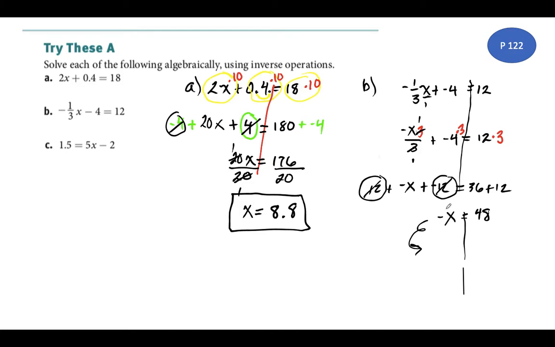Flip it over. The opposite of negative x, positive x. And if I take the opposite of that side, I'll take the opposite of this side. The opposite of a positive 48, negative 48.